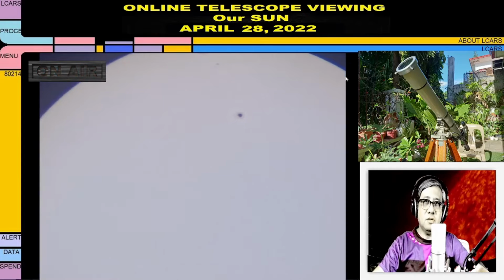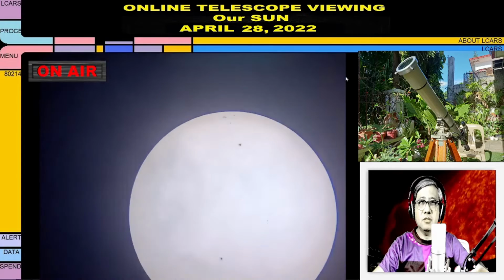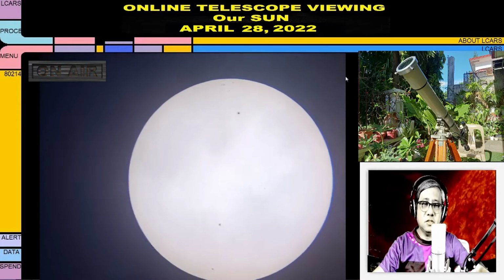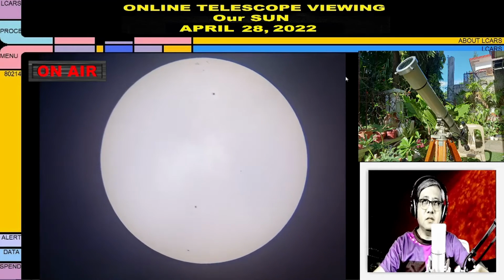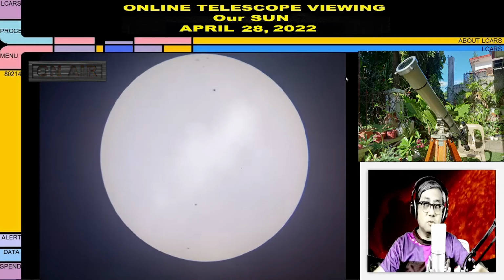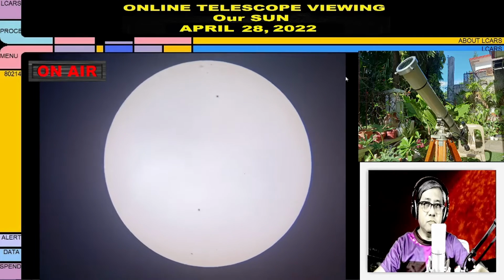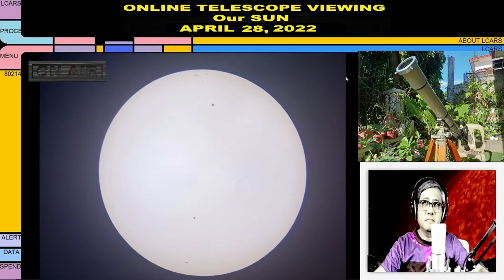Alright, so ayan po yung ating magnified image of our sun with sunspots. Today is April 28, 2022 and I took this recording of our sun kanina pong 8:30 ng umaga.